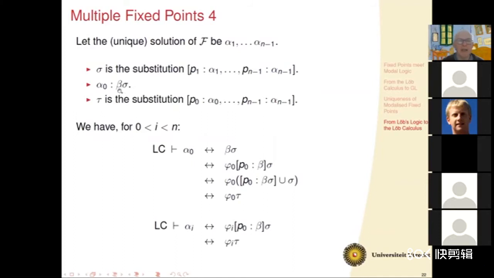The fixed point, yeah, right. And now in that fixed point, we substitute. In this beta, of course, we still have the variables p1 to pn minus one, and those we replace by the solutions alpha one to alpha n minus one. And now we take the substitution that sends p zero to alpha zero, and for the rest is the same as sigma. So p1 to alpha one, etc. Okay, now.